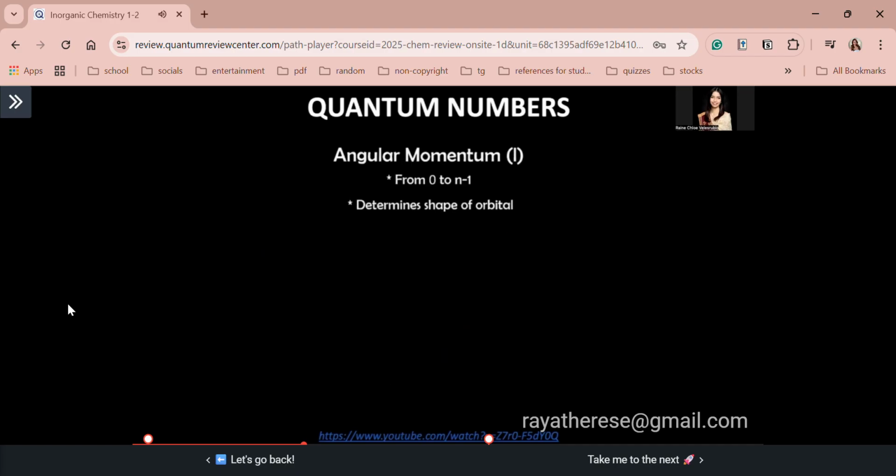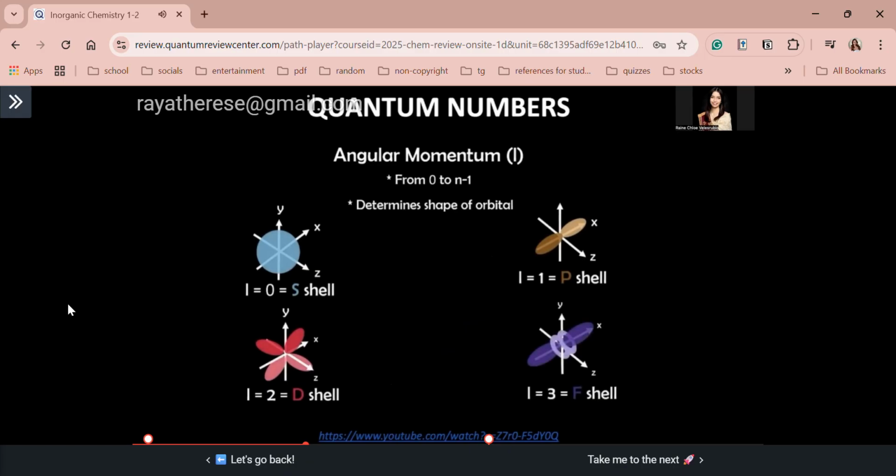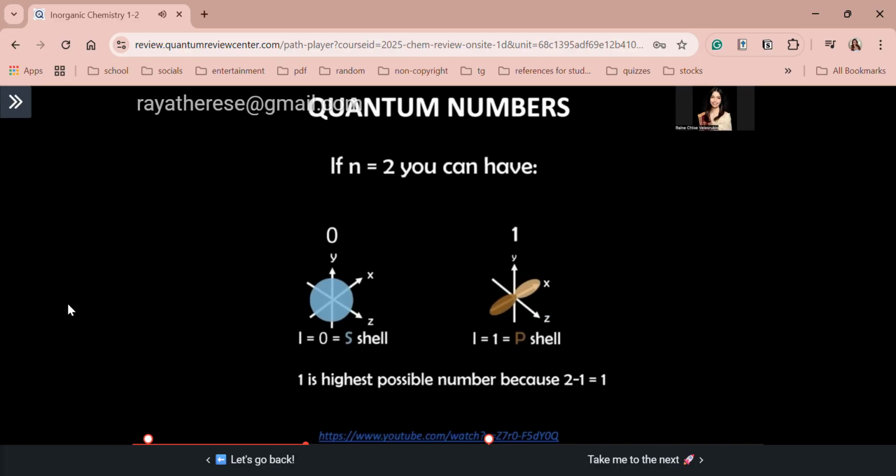The next is the angular momentum quantum number, or L, ranging from 0 to n-1, and it determines the orbital shape. An L value of 0 describes the s orbitals, 1 for p orbitals, 2 for d orbitals, and 3 for f orbitals, each with different shapes and configurations. So if n was 2, you could have L as 0 or 1, but not 2 or higher, because remember, it's n-1.